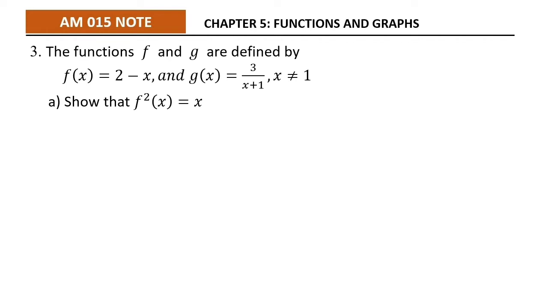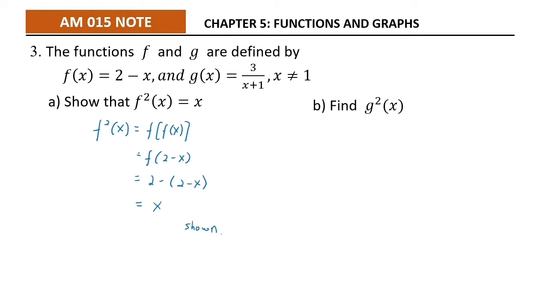Next question, question 3. The functions f and g are defined by f(x) and g(x). Show that f squared x equal to x. So we know that f squared x is actually f of f(x). So f(x) is 2 minus x, meaning 2 minus x is now the input: 2 minus (2 minus x). 2 minus 2 is 0, and then negative negative x is x. Solution.